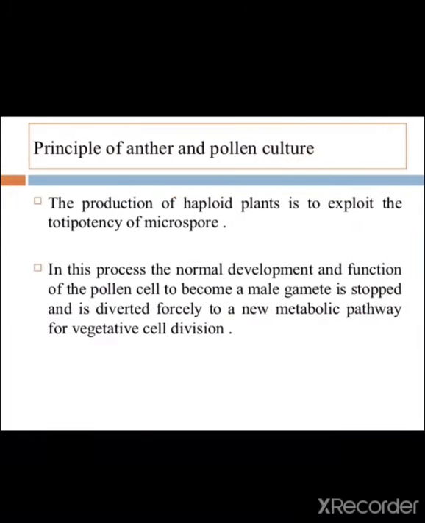Principles for anther and pollen culture. The production of haploid plants is to exploit the totipotency of microspore. Totipotency is a term which defines a cell's capacity to regenerate a complete plant from a cell. In this process, the normal development and function of the pollen cell to become a male gamete is stopped and is diverted forcibly to a new metabolic pathway for vegetative cell division.